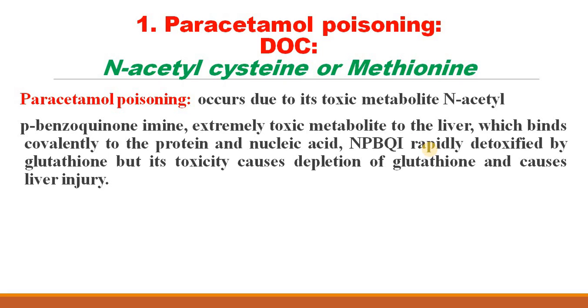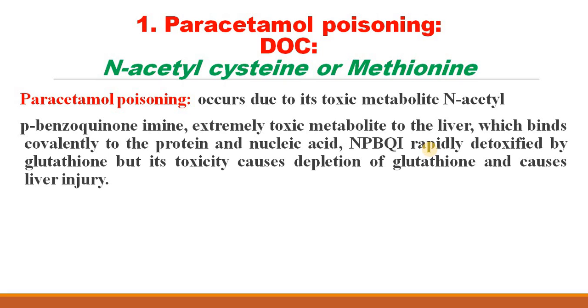But what happens in paracetamol poisoning? There is a depletion of glutathione, a decreased level of glutathione, which leads to liver injury. So the toxicity of paracetamol is because of its toxic metabolite, N-acetyl parabenzoquinone imine.